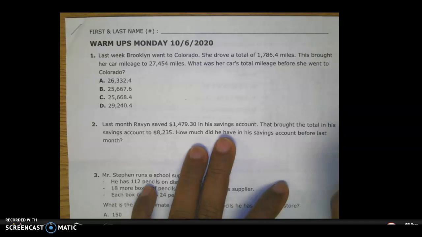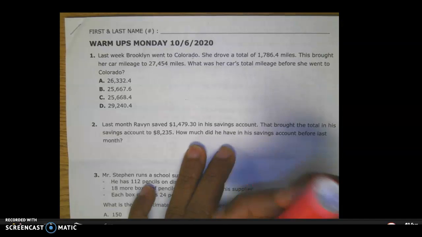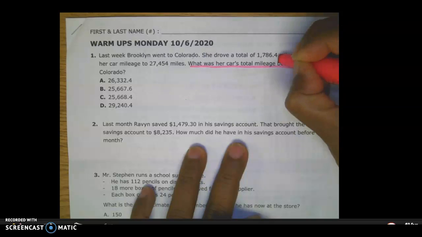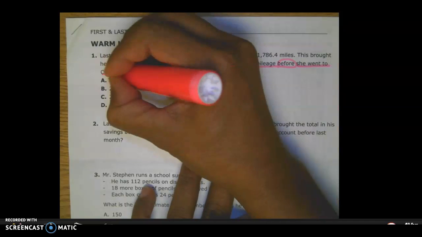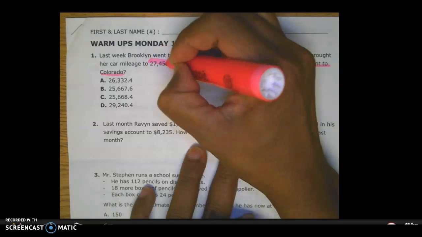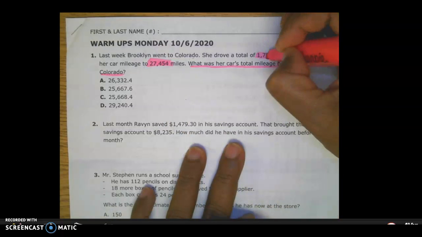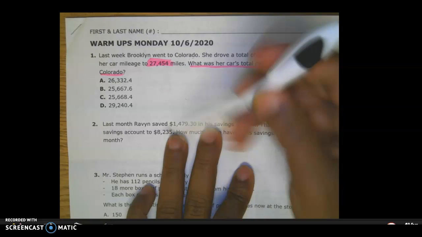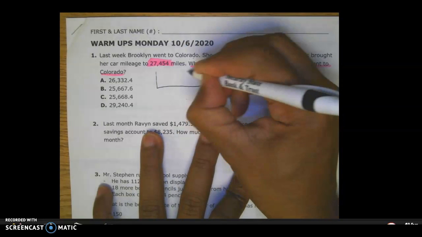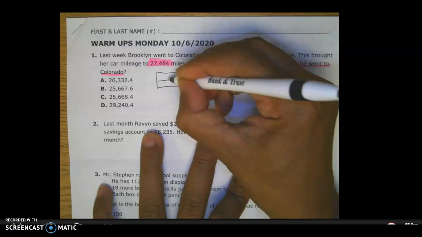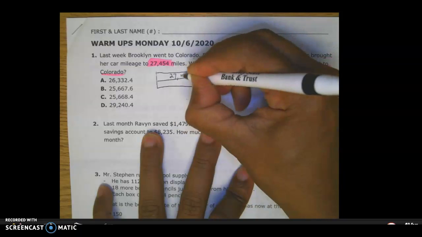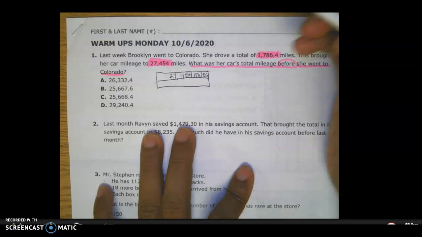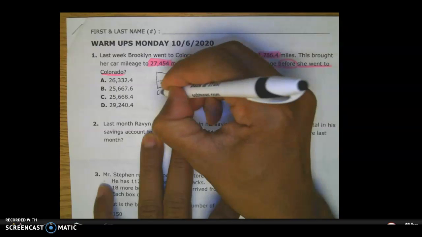So I read it one time, and then I realized that the question was, what was her car total mileage before she went to Colorado? And we know what it is after she went to Colorado, and we know how far she traveled to Colorado. So if you draw your strip diagram, it would be, after she went to Colorado, this is the car mileage, and then she went to Colorado.